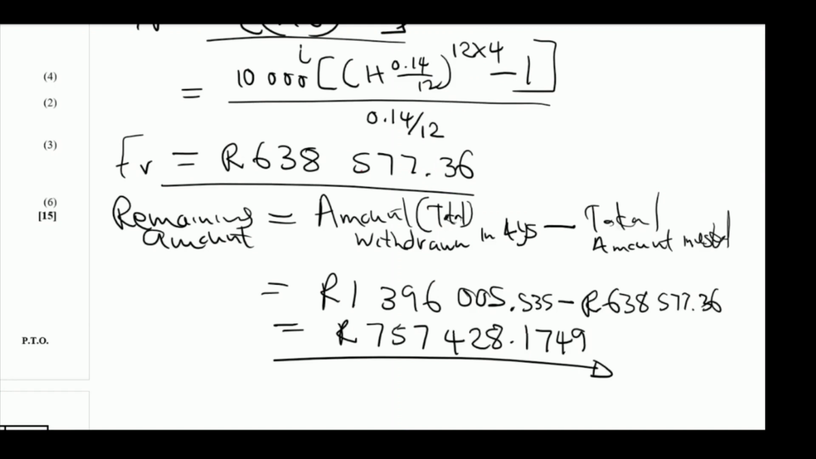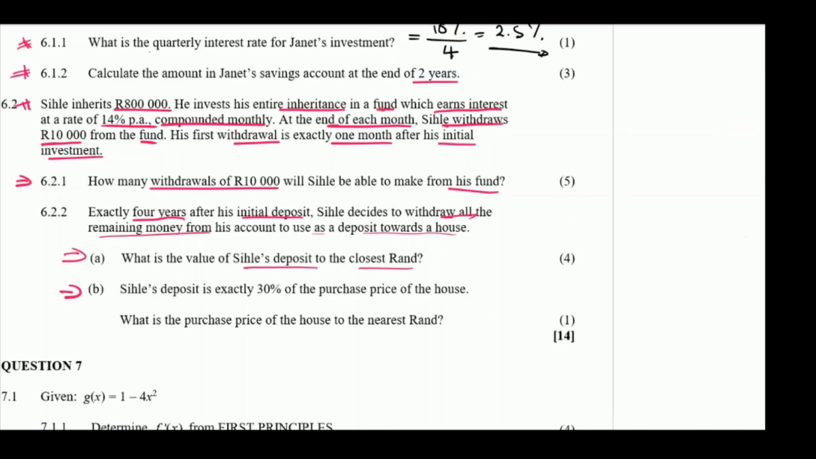So now the B part of 6.2.2 says that Sihle deposits exactly 30% of the purchase price of the house, right? So what is the purchase price of the house to the nearest rand? So remember that we wanted to know how much money was remaining in his account for him to deposit for a house, right? And we did calculate that amount there, which we found to be 757,428.1749. Right? So this was the amount that he was going to use to deposit for the house.